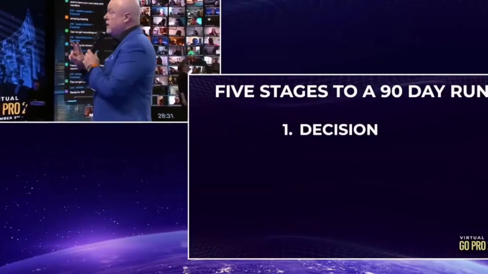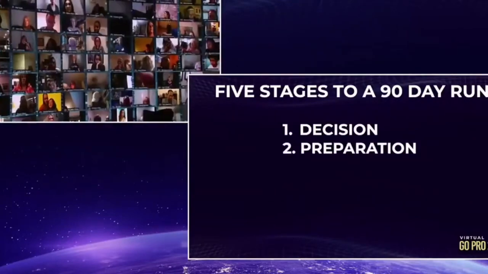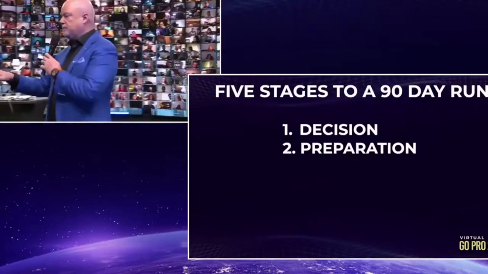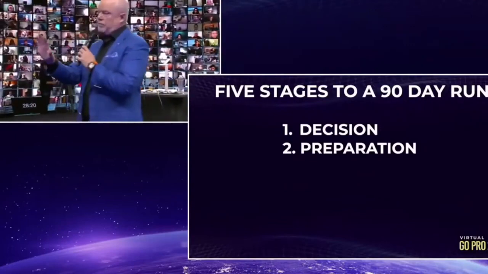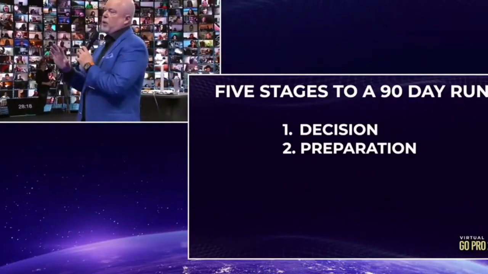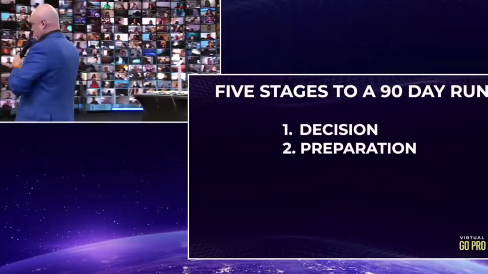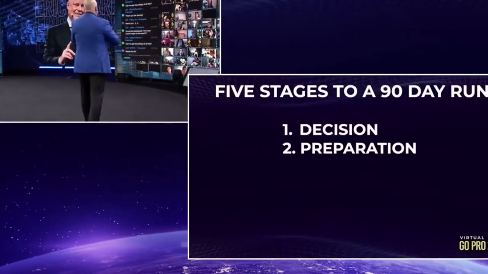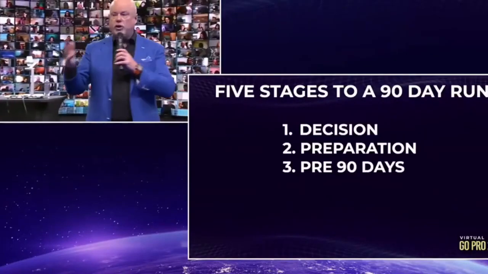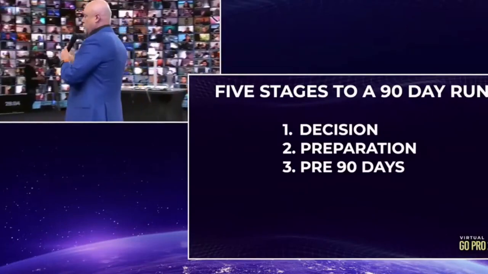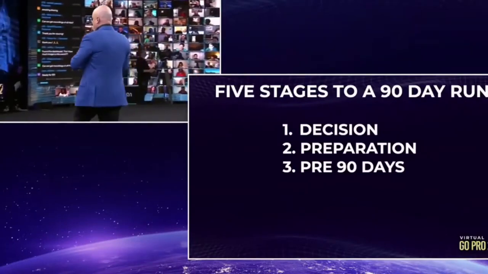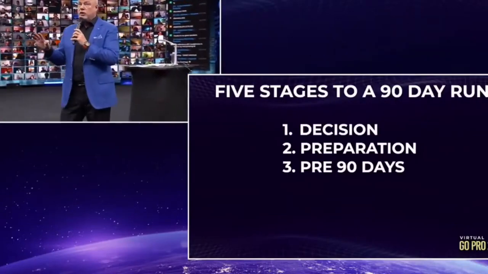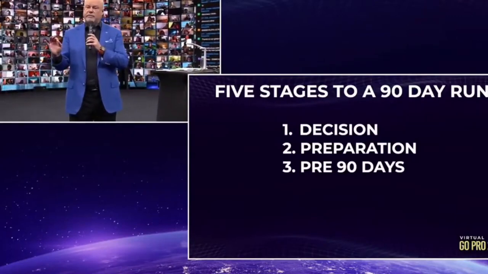Number 2 is preparation. And we'll get into preparation in a moment. You need to prepare for your 90-day run. Don't just start one tomorrow. You can, but there's a better way to do it. You need a little preparation time if you want to maximize your 90-day run. Number 3 is pre-launch. Before your 90 days, there's a pre-launch period. You decide, you prepare, and you pre-launch. There's a pre-launch period of time that's very, very important where you can be incredibly powerful and productive.